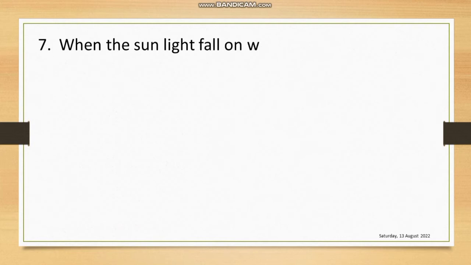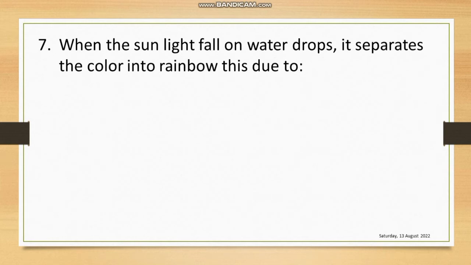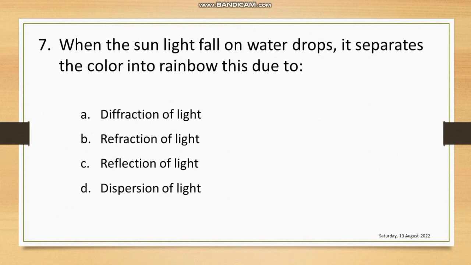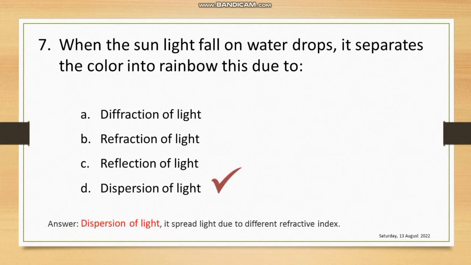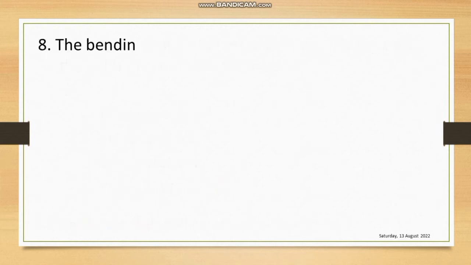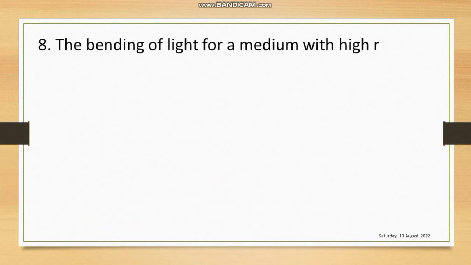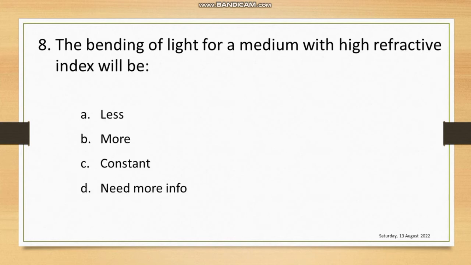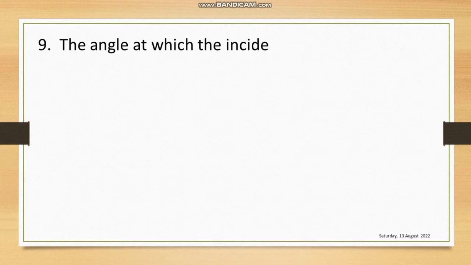When the sunlight falls on water drops, it separates the colors into rainbow. This due to. The bending of light for a medium with high refractive index will be. The angle at which the incident light completely reflects back to the same medium is known as.